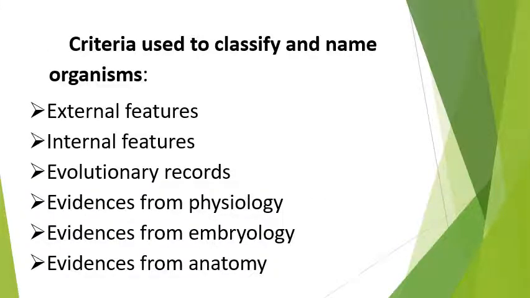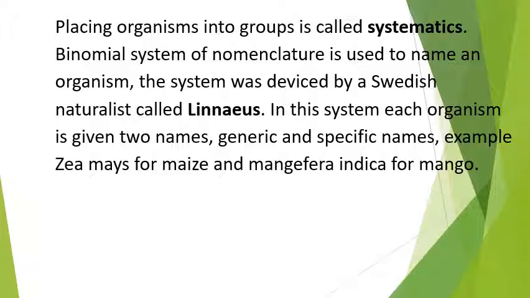Now, let's look at the criteria used to classify and name organisms. External features of organisms can be used to name organisms into groups. Internal features of organisms can also be used to name and classify organisms into groups. Evolutionary records are used as well. Evidence from physiology, embryology, and anatomy can also be used to classify our organisms into different groups. Now, placing organisms into groups is called systematics.